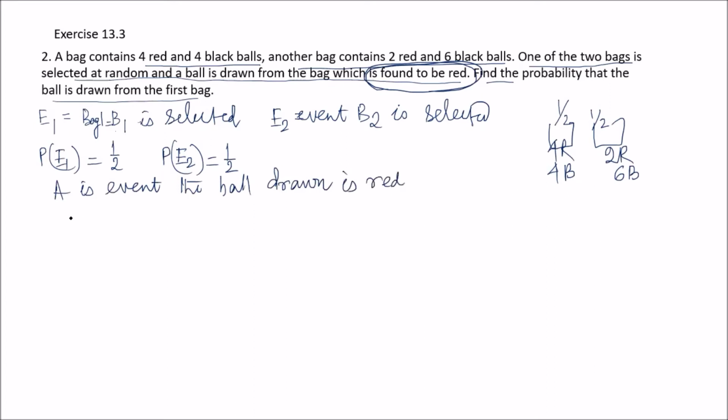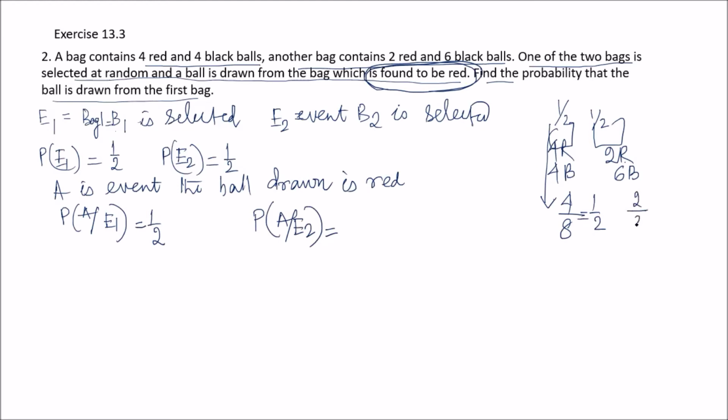So, what is the probability of a red ball when bag 1 was selected? That means what is the probability of red from bag 1? It will be 4 by 8, or 1 by 2. Similarly, the probability of red from bag 2. How much will it be? It is 2 red, so 2 by 8. So 2 by 8 means 1 by 4.